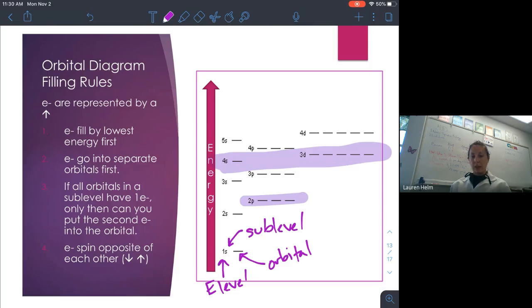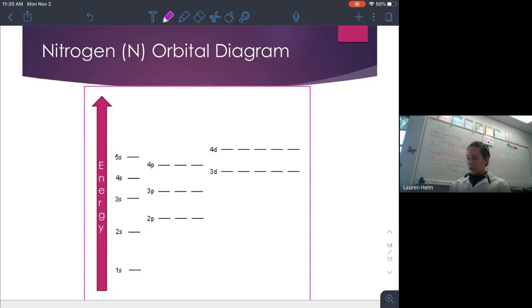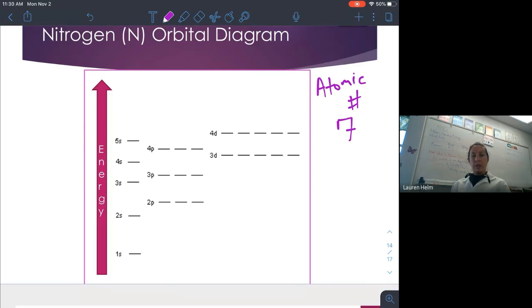Let's make an orbital diagram for nitrogen. Now, nitrogen's atomic number on the periodic table is 7. That means it has 7 electrons, so we're still assuming that it's neutral. We're going to start from the bottom, and we're going to work our way up. So 1s, I'm going to put my first of 7 electrons, and then I'm going to move on to any other orbitals. There are no other orbitals at this level, so now I'm going to double up, 2 electrons.